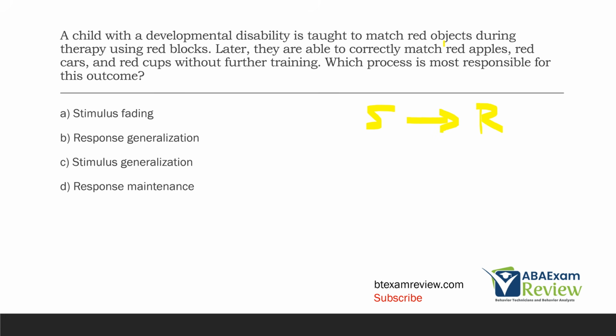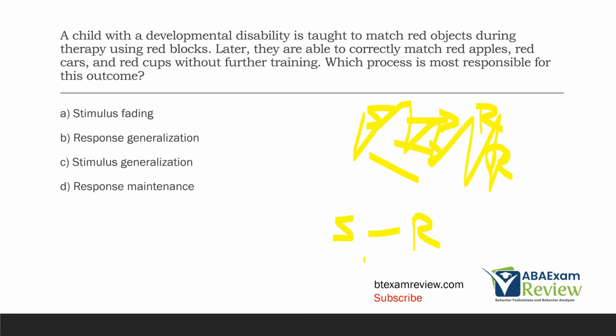Then what happens? They can match red apples. They can match red cars. So we have a stimulus and a response. They can match red apples, red cars, and red cups. Now, why did I make a mistake when I said they were doing new responses? Well, the response hasn't changed, right? They're still matching red objects. The objects are just different. So the response is staying the same. It's just generalizing across stimuli.